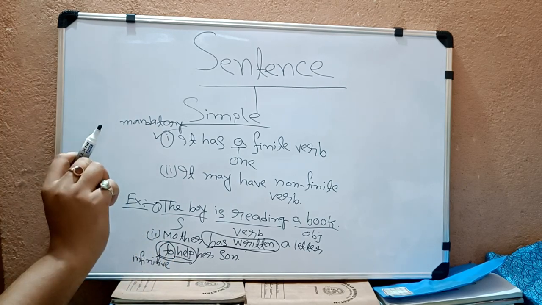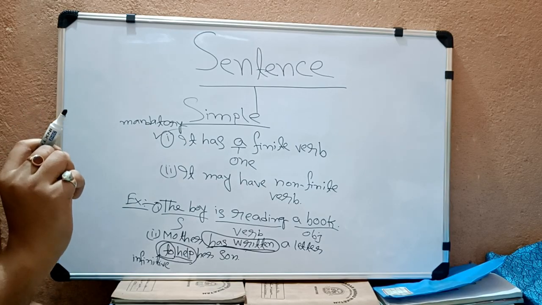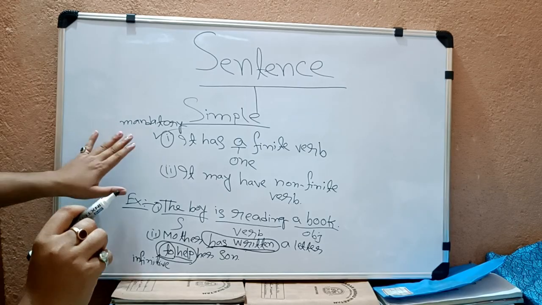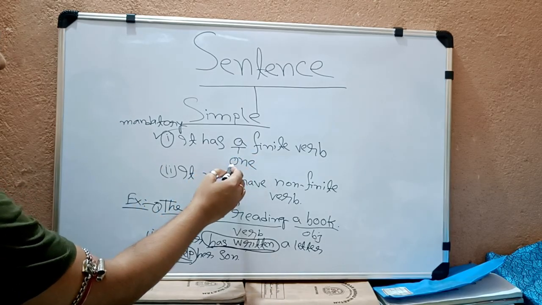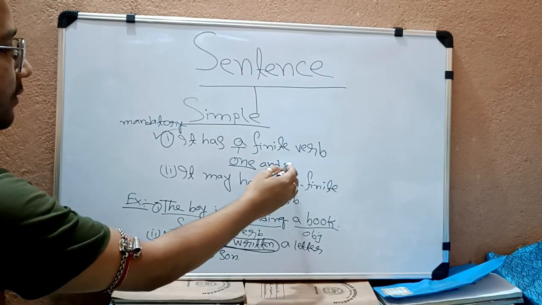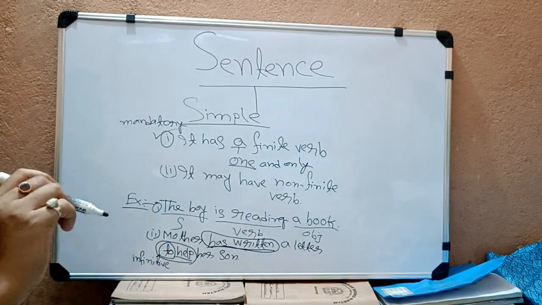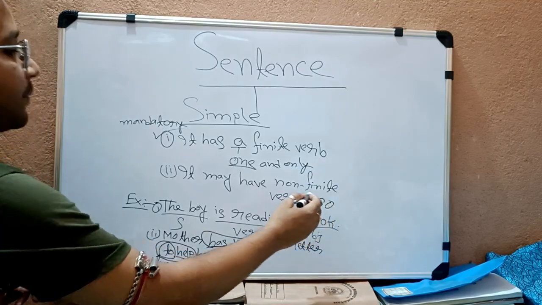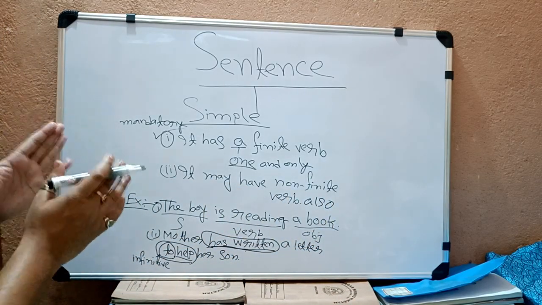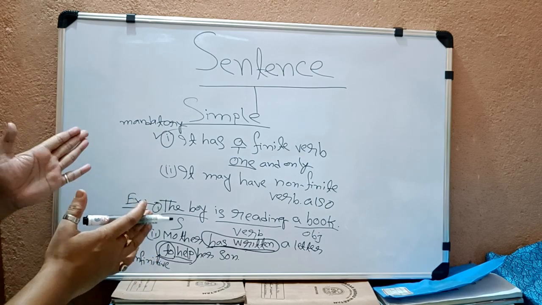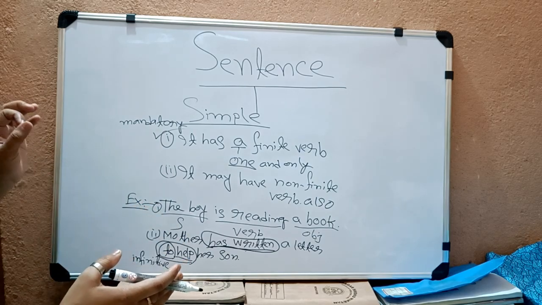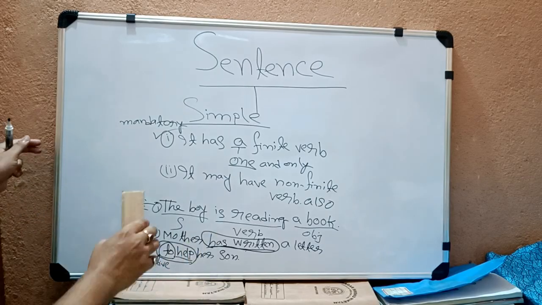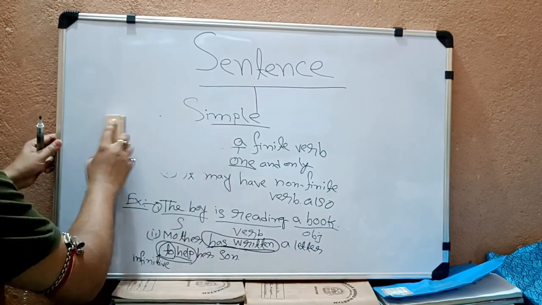Don't forget that a simple sentence will always have one finite verb. This is not the actual rule. The rule is that it has a finite verb, that means one and only one finite verb. But don't forget that it may have a non-finite verb also. That means if one finite verb is present and a non-finite verb is also present, then it is also called a simple sentence. Okay, and let's clarify it in a very different way.